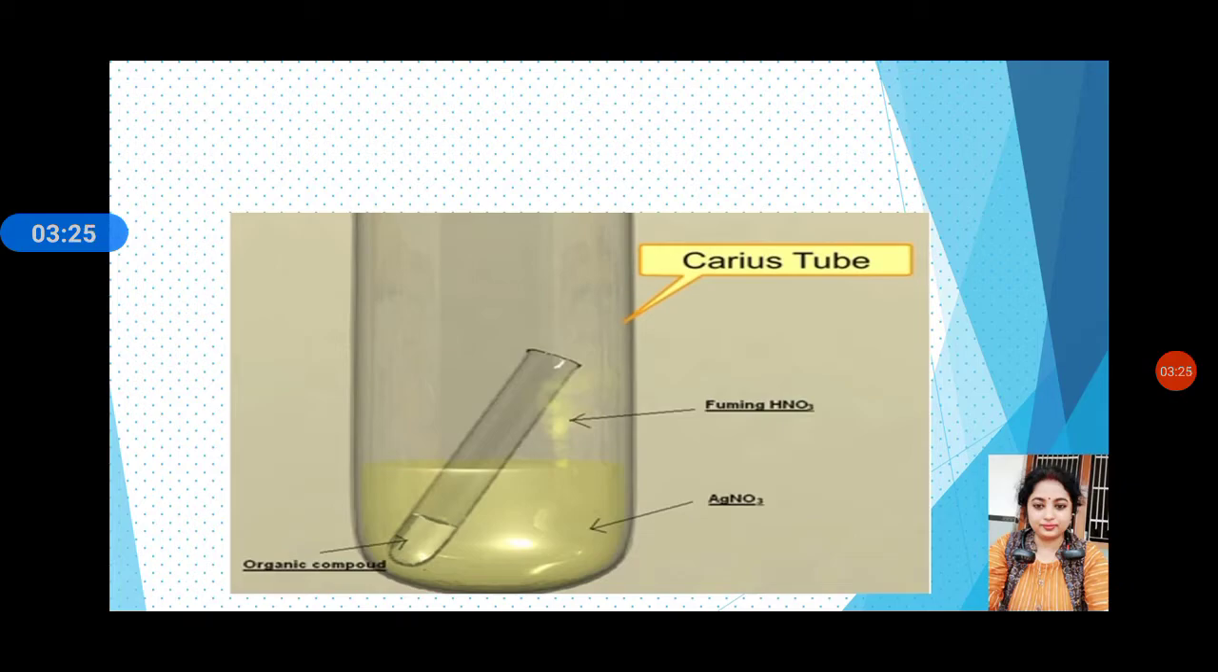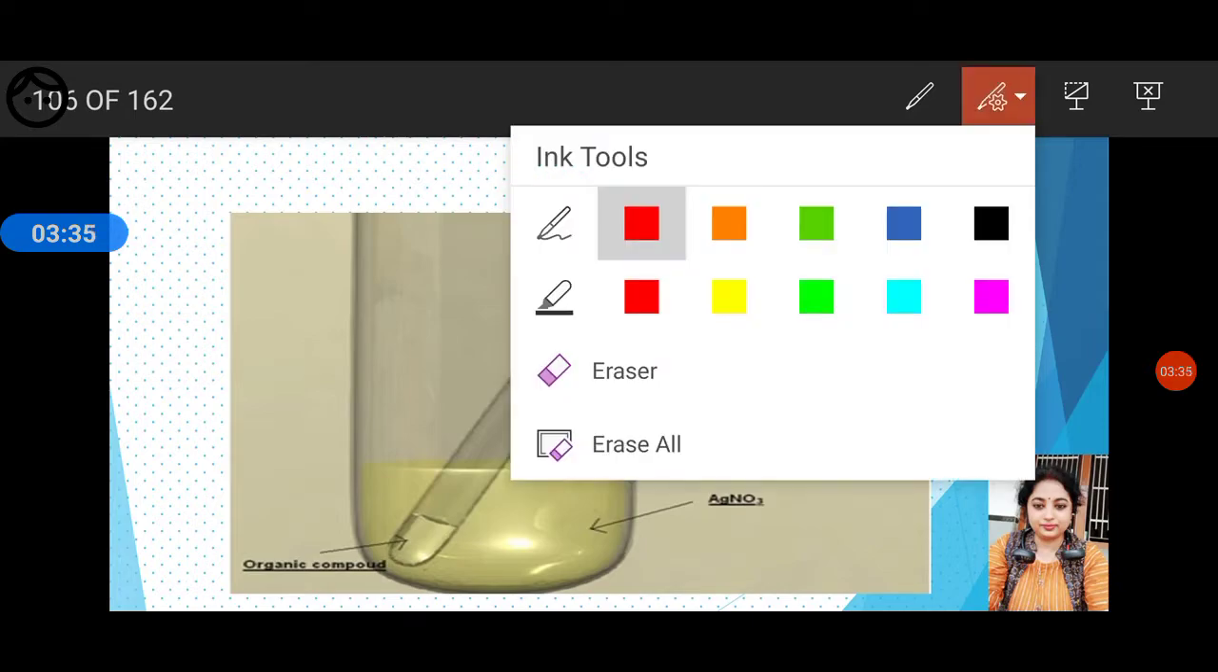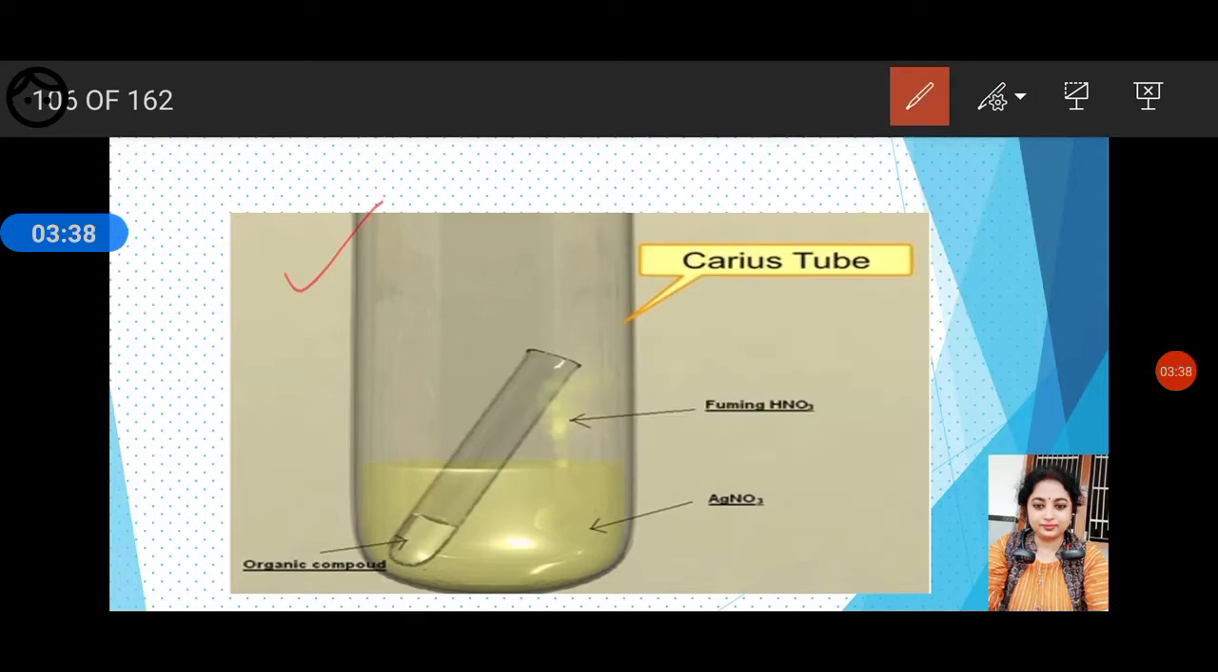and about 5 ml of fuming nitric acid and 2 to 2.5 gram of silver nitrate crystals are placed in it. You can see here, this is a big tube. In this, we have taken fuming nitric acid and silver nitrate, and a small amount of organic compound, very little amount, approximately 0.15 to 0.2 gram. This much only is accurately weighed. There should be a balance by which we will weigh.